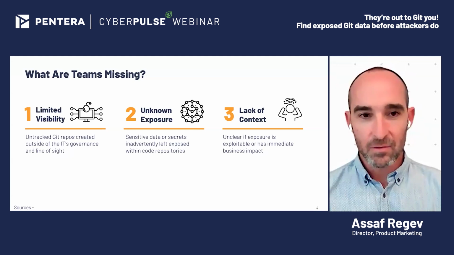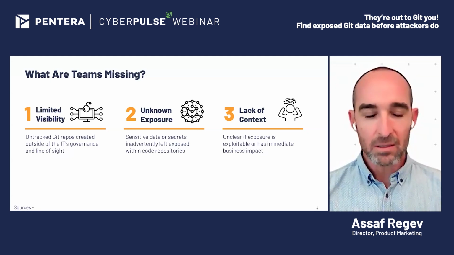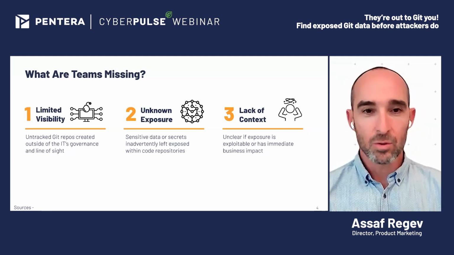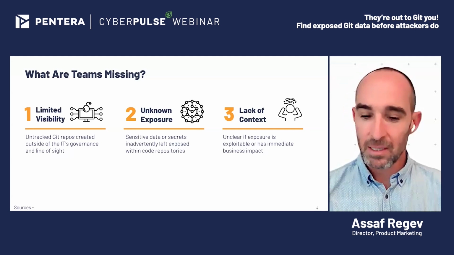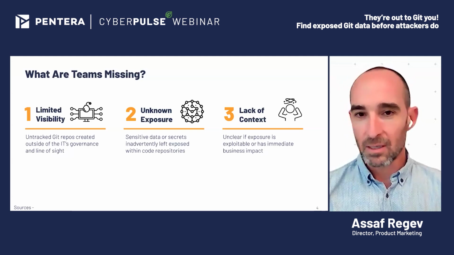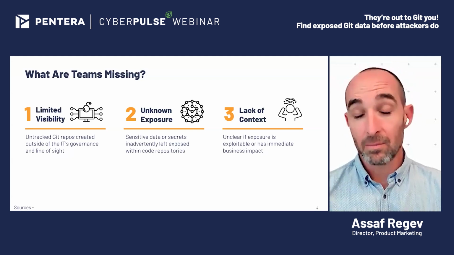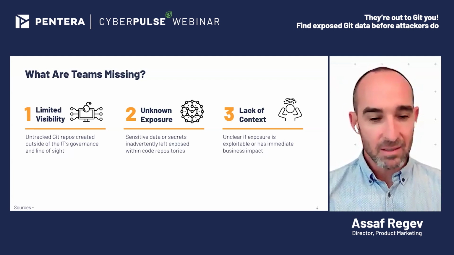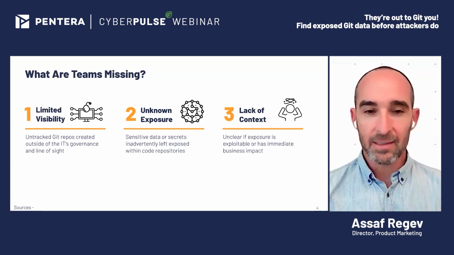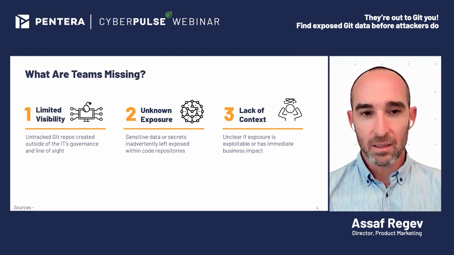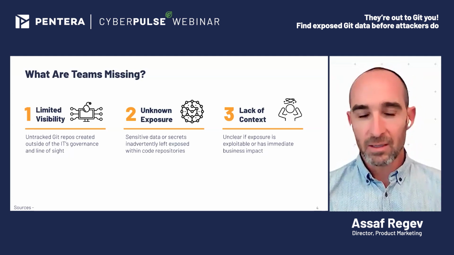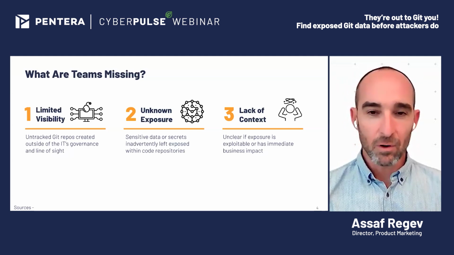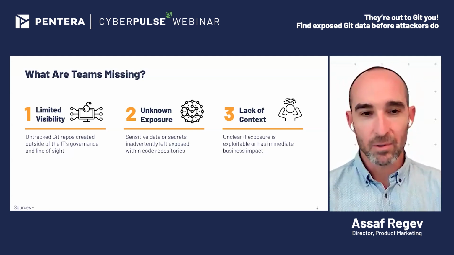The first one is limited visibility, and this is because of one or a few main issues, but probably the biggest one is that Git repositories typically sit outside of your IT knowledge. That means you may have employees running side projects or personal forks or temporary workspaces, but this is exactly where attackers begin. If you look at the Verizon 2024 DBIR, 74% of breaches involve a human error or misconfiguration, and we'll see some examples later on.